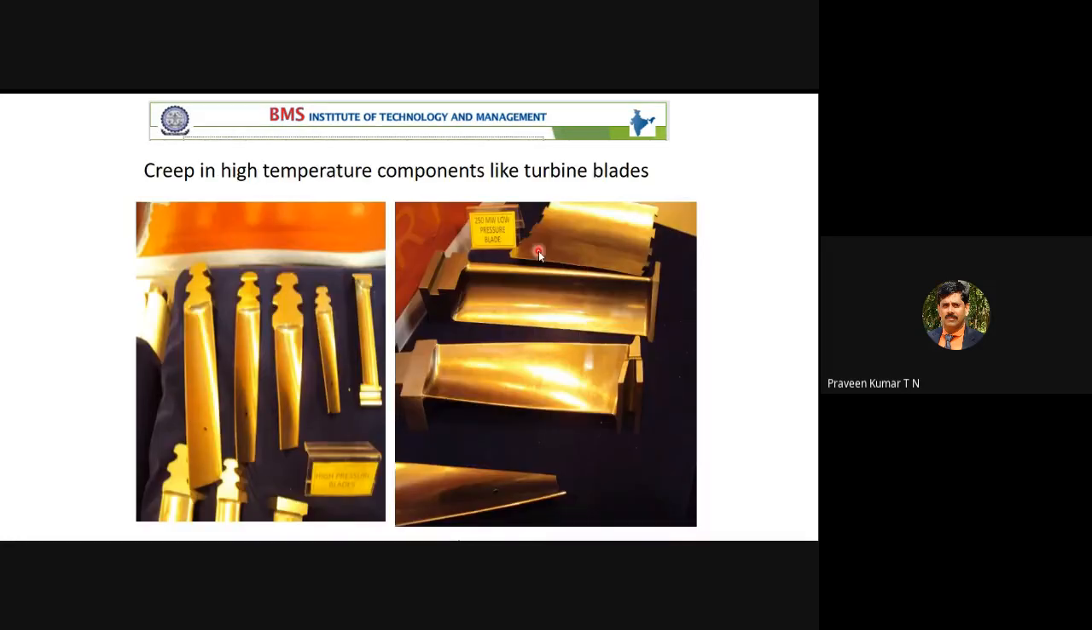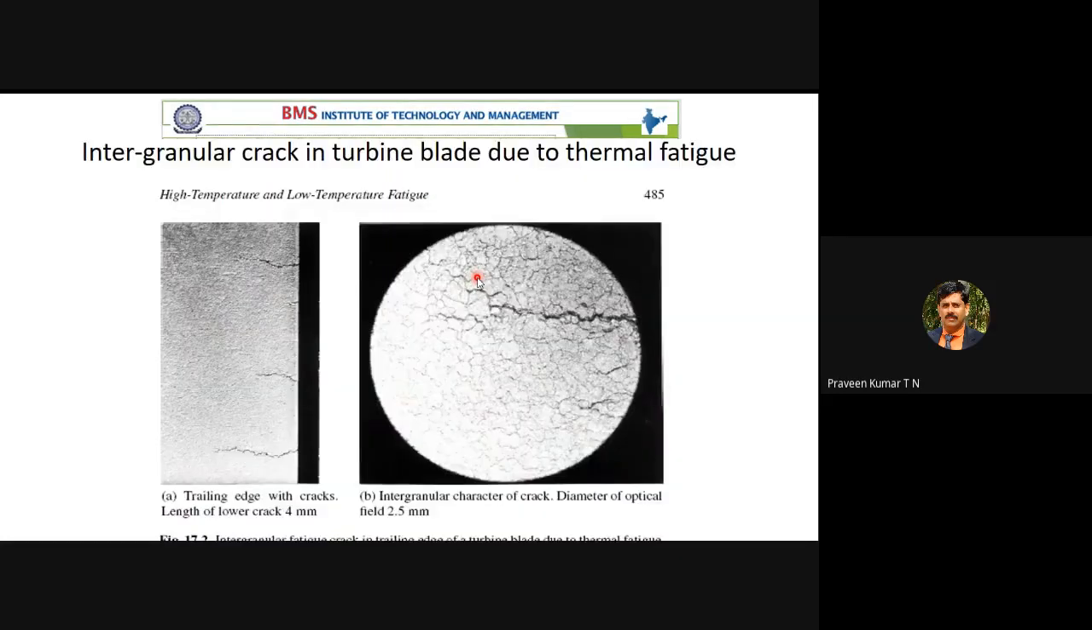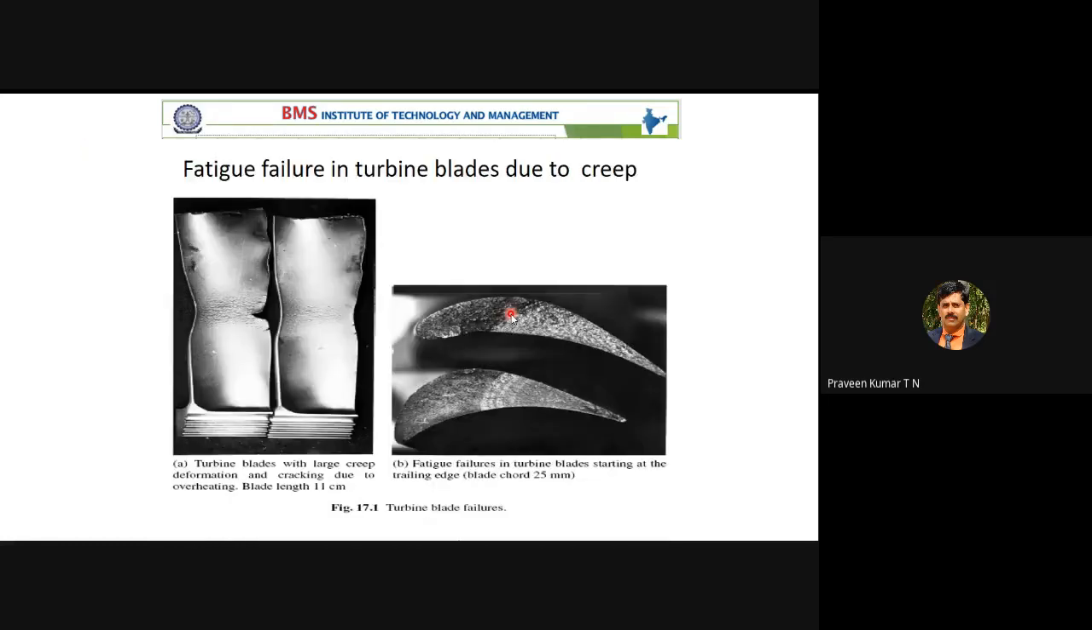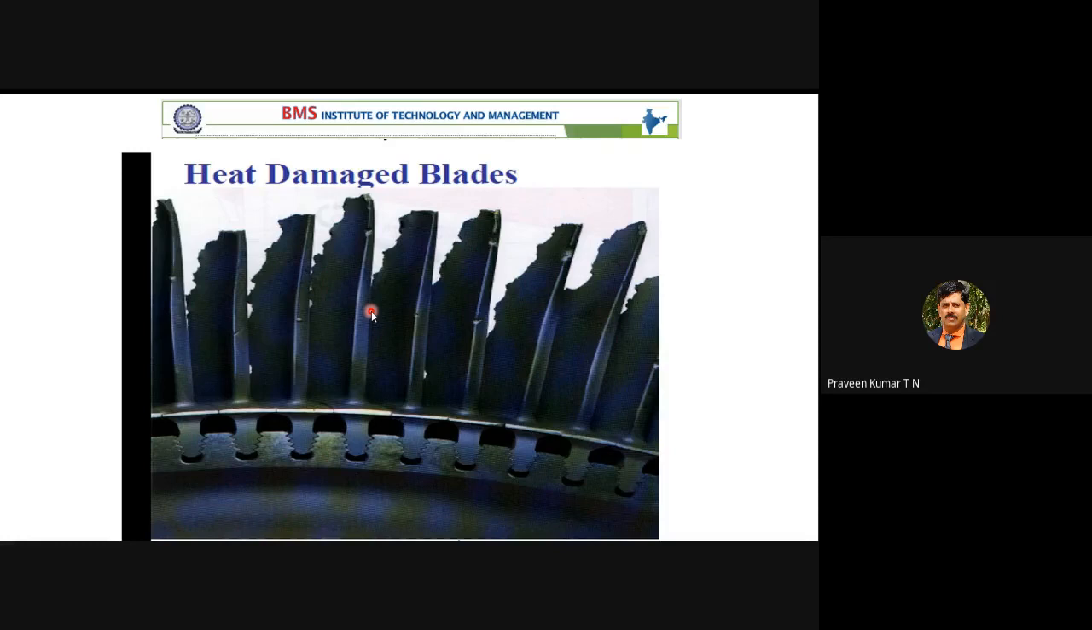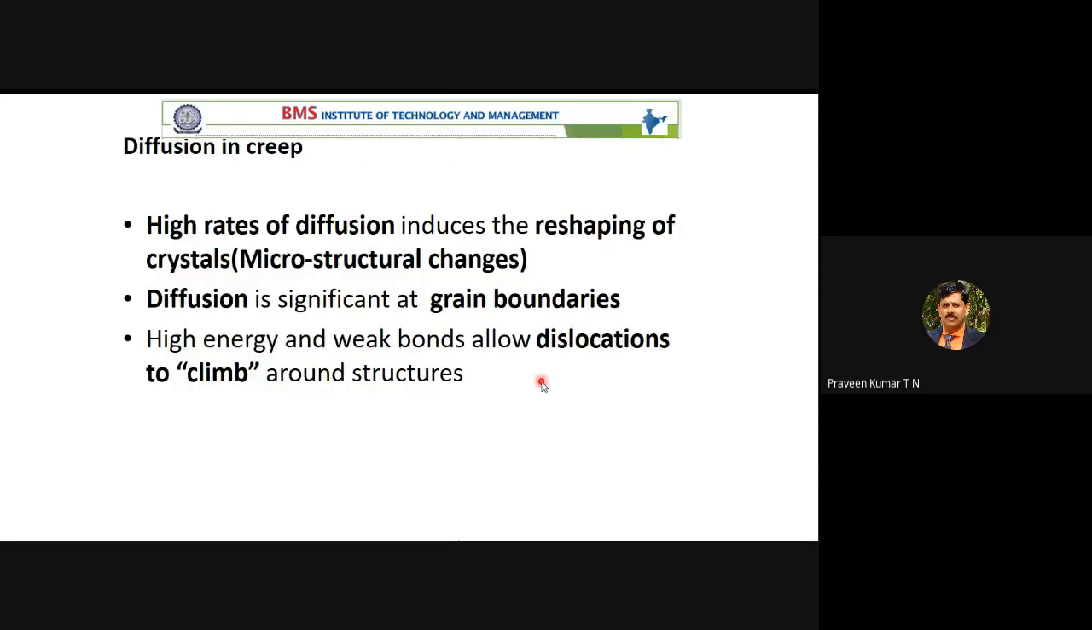These are the components where turbine blades are subject to fatigue loading because steam flows continuously over them, especially in steam turbines and gas turbines. You can see how a crack propagates in the material when fatigue loading takes place. Some components fail because of fatigue loading. These are steam turbine blades subject to fatigue loading. Here you can see heat-damaged blades, especially from the gas turbine. These come under high temperature fatigue, and again, this fatigue is mainly because of high temperature.